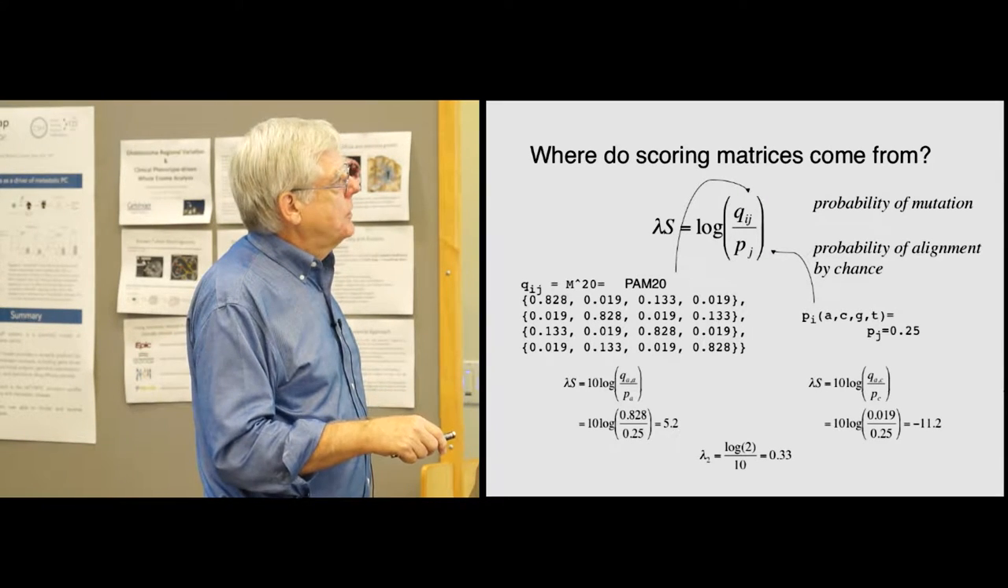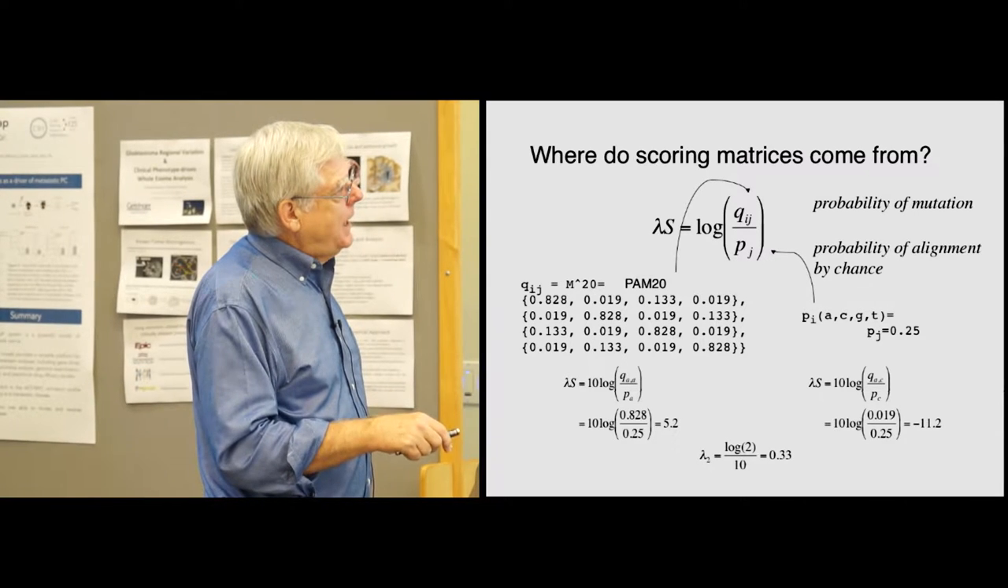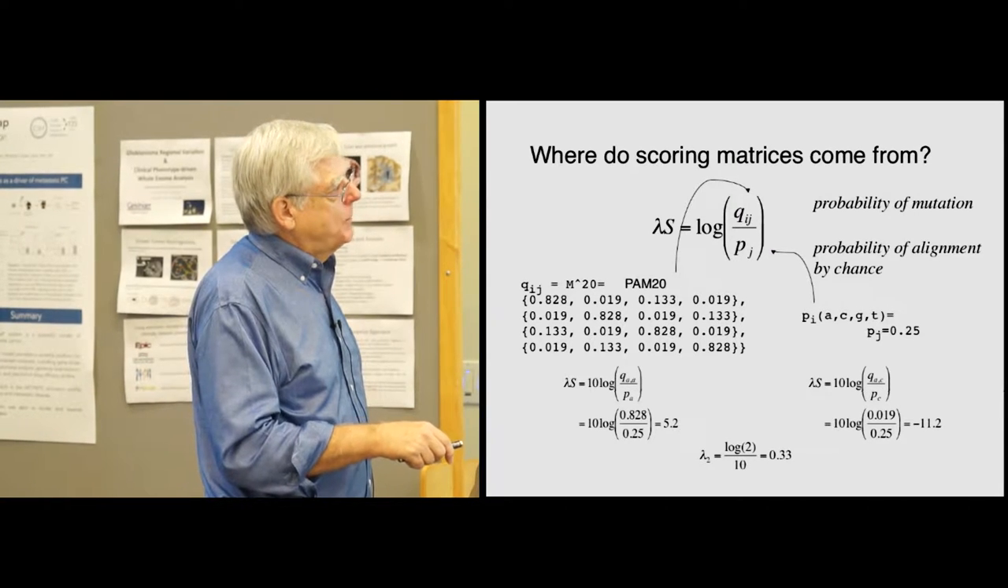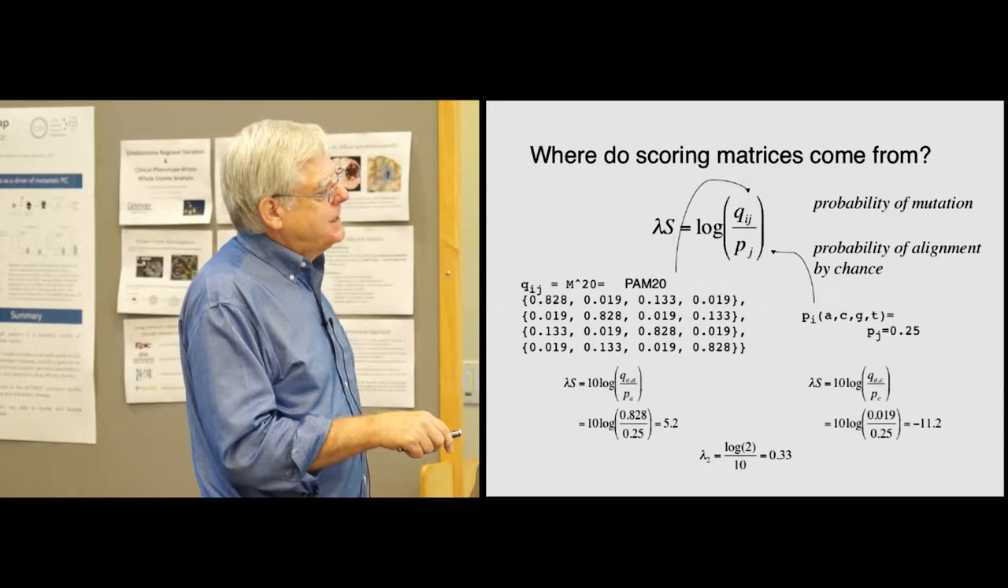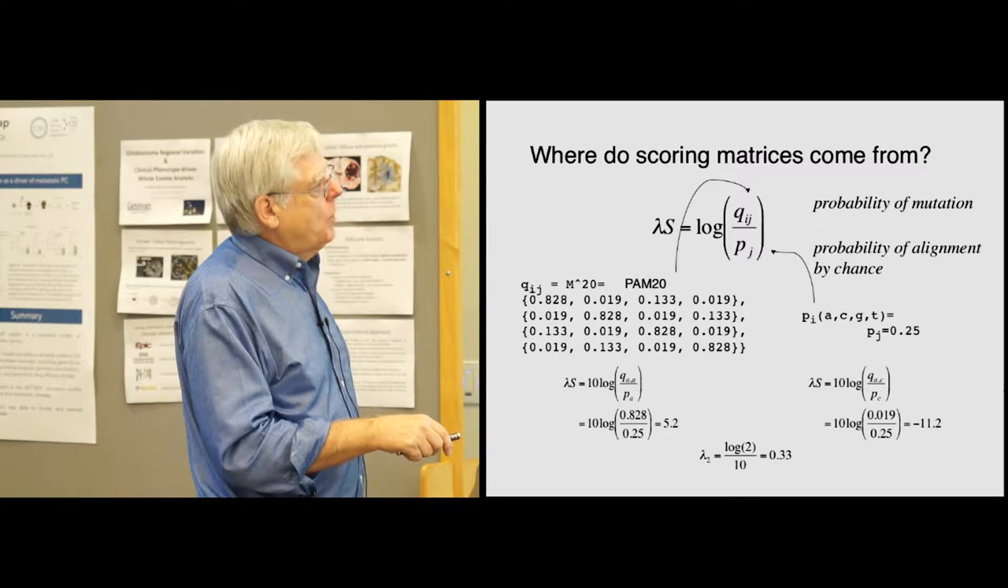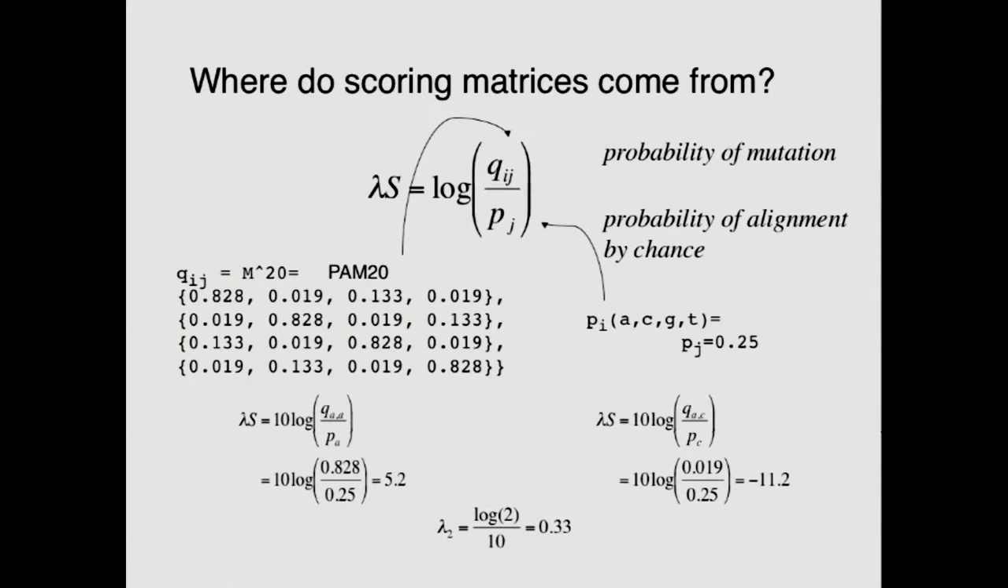So here for staying an A versus an A, I divide by 0.25 and I multiply by 10, and this is where the magic lambda comes from, because whether I multiplied by 10 or by 4 or by 2, or took the log to the base 10 or the log to the base e, it just doesn't matter. I'm going to have some kind of scaling factor, but if I do it this way, I get a score of plus 5 for a match. And if I do it for something which is different, so here I've turned an A into a C, then I'm going to get a score of minus 11.